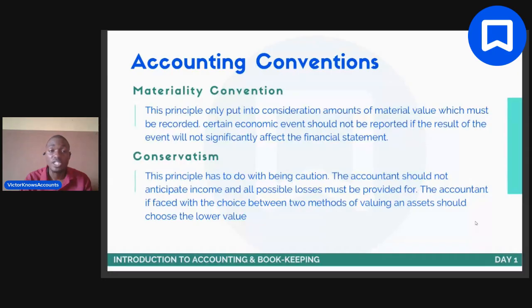What we are saying is that when you anticipate income, there's a likelihood that you overstate your profit. By overstating your profit, it means that you are most likely calling yourself what you are not. Do you understand that? That's a very dangerous position to be in. So what the prudence concept is saying is that it's better to understate your profit. It's better to think that you have 400,000 when you actually have 500,000 than to think that you have 500,000 when you actually have 400,000. I hope that's not confusing.